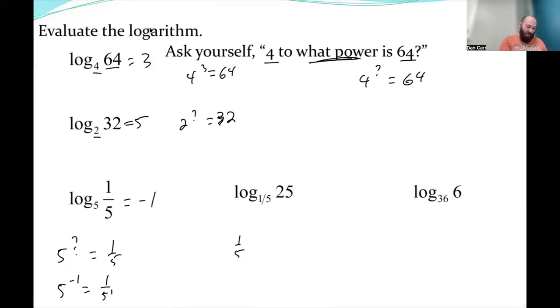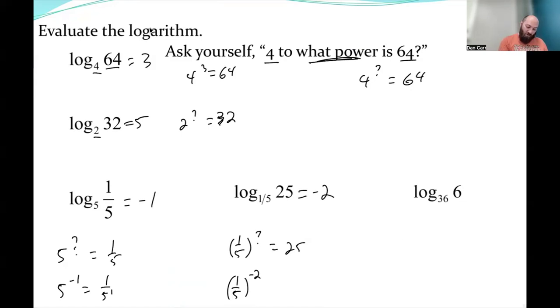Right here, 1/5 raised to some power is equal to 25. Same idea. If I have a fraction as my base, I want to turn it into a 25, like 25 over 1. That should be 1/5 to the negative 2 power, because that would turn into 5 to the 2. Okay, so that means this is a negative 2 here.